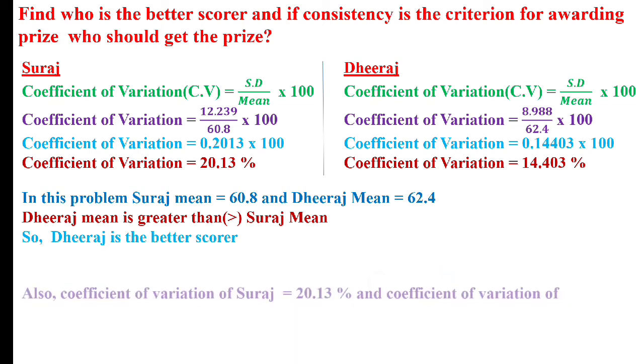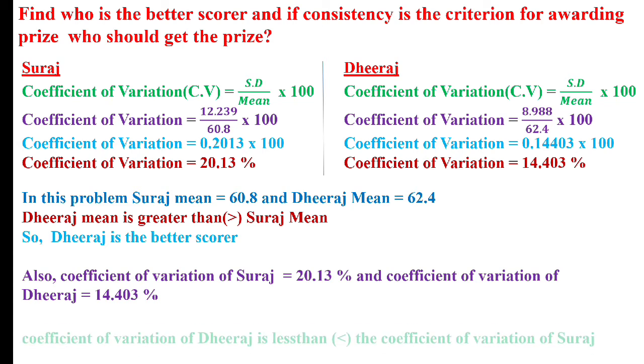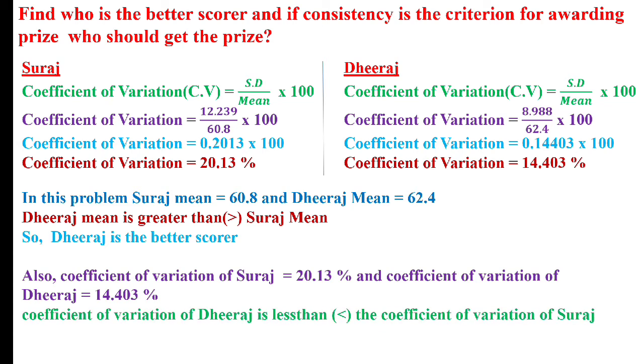Then come to the consistency basis. Coefficient of variation of Suraj equals 20.13. Coefficient of variation of Dheeraj equals 14.43. On consistency basis, the lower the coefficient of variation, the more the consistency. So the coefficient of variation of Dheeraj is less than that of Suraj, so Dheeraj is more consistent. When comparing consistency, we need to look for the lower coefficient of variation. So in this way we get the answer.